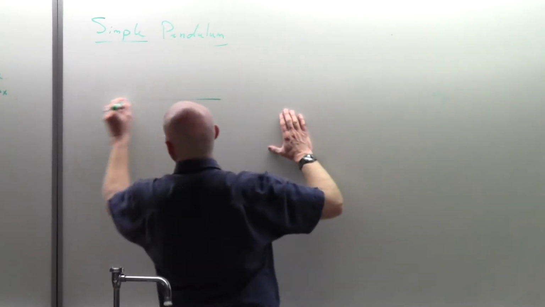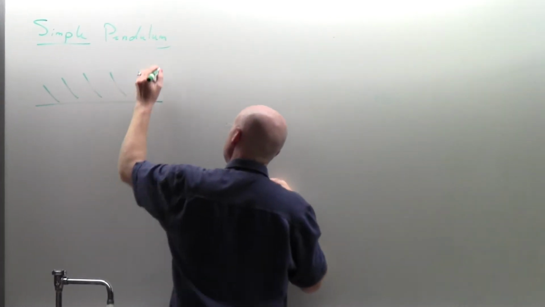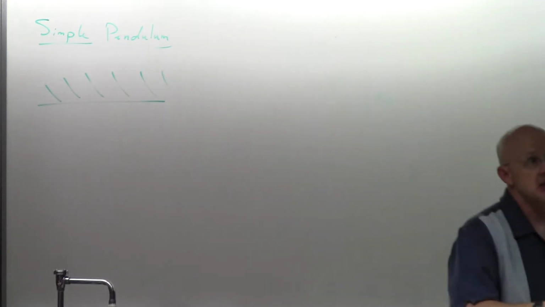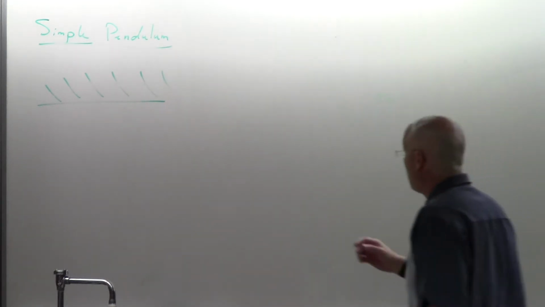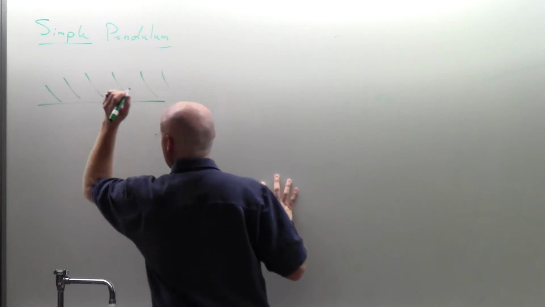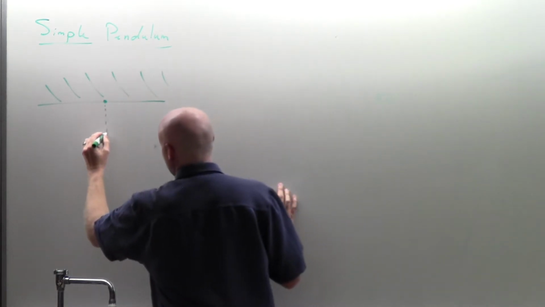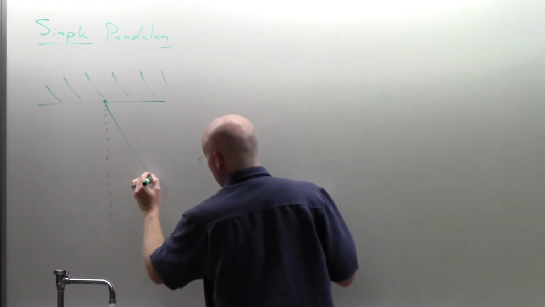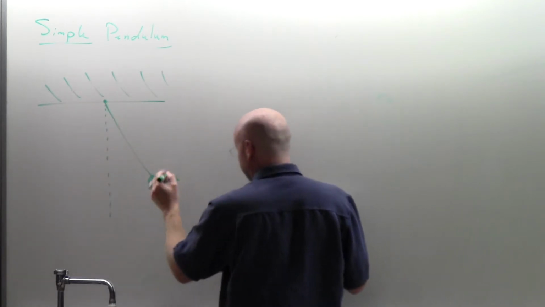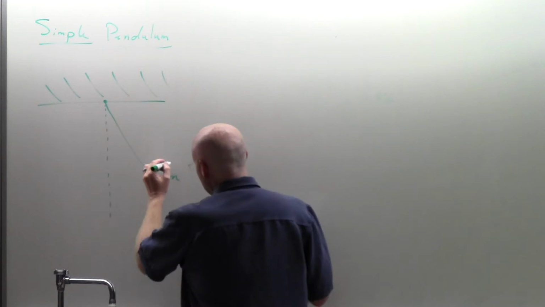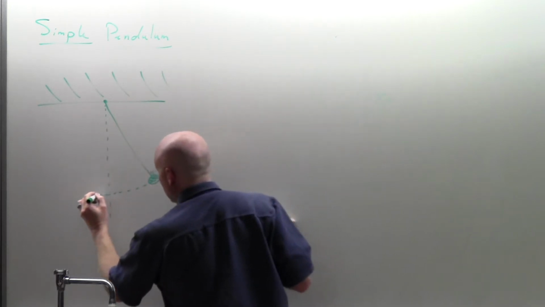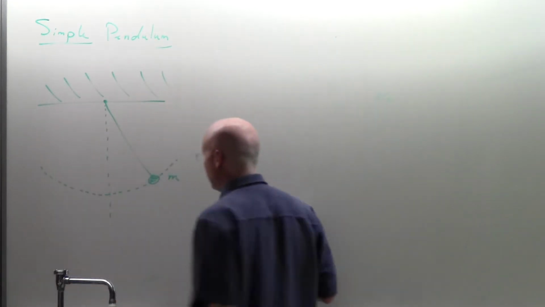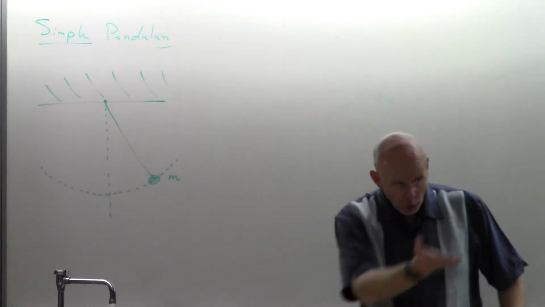And so here is the ceiling or the support. In my case, it's this little copper rod I have up there on the top, and I tie a string. I'll make a little dotted line for the vertical. I'll pull it off to one side. I'll put a little M for mass. I'll put another little dotted line here to represent the arc of what's going to happen.